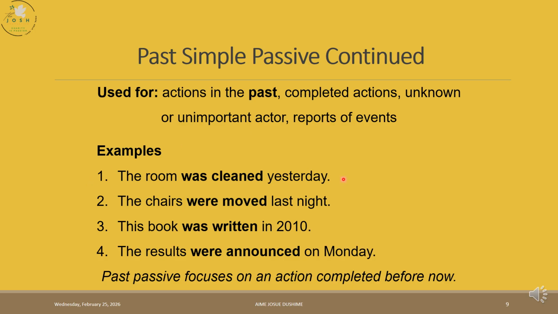The room was cleaned yesterday. The chairs were removed last night. This book was written in 2010. The results were announced on Monday. Simply, past passive focuses on the action completed before now. The action was completed, but when? Before now.